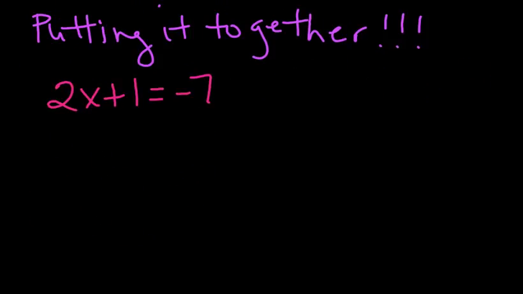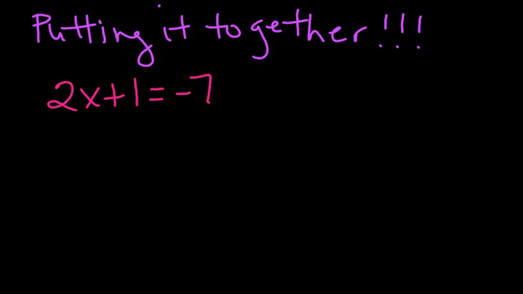Okay, now we're going to put it all together. We had equations where we had to add or subtract. Then we had equations where we had to multiply and divide. Now we have both of those put into one combination. And it looks like this. 2x plus 1 equals negative 7.